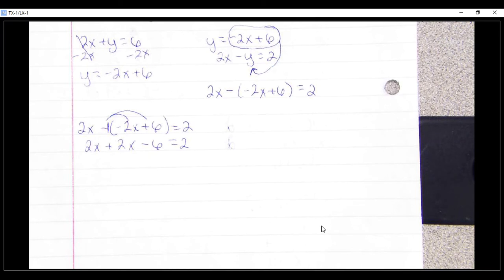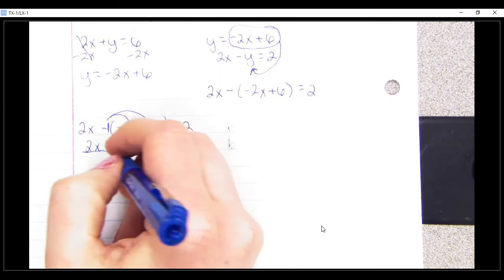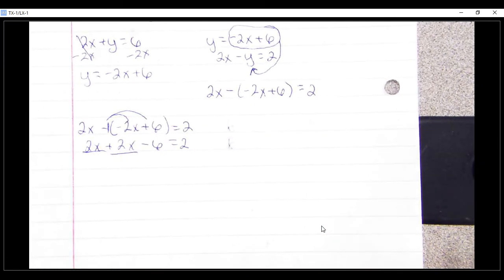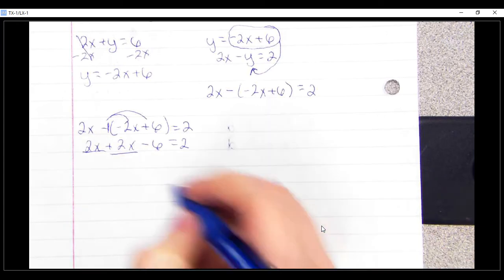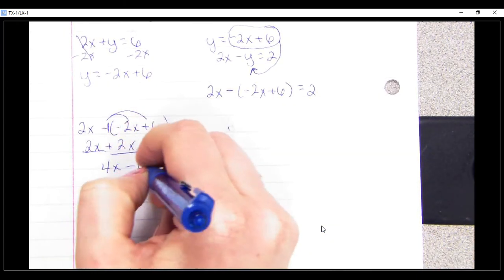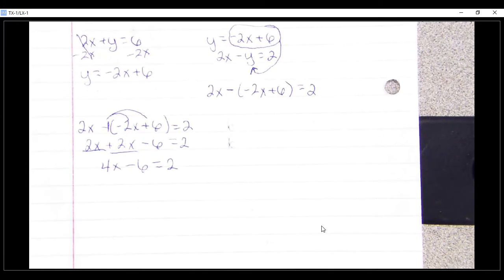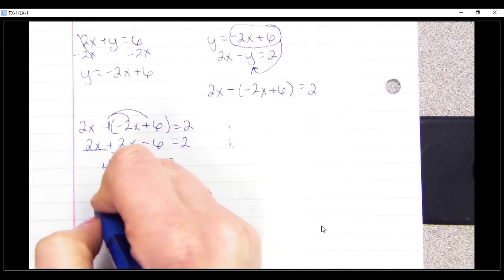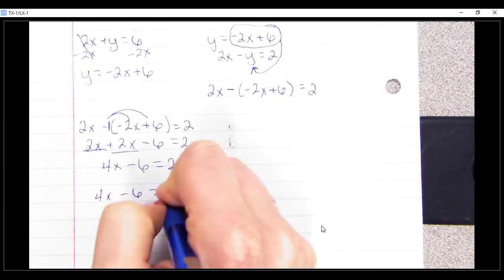Notice how we have two x's in the problem. That's great. If you have an x and a y, then you did something wrong. So moving on to step 4. If needed, combine like terms. And I see that I have a positive 2x and another positive 2x on the same side of the equal sign. So I'm going to add them to have 4x minus 6 is equal to 2. Now this should look familiar. And we're going to move on to our step 5. Step 5 is solve for the variable. So let's get that x by itself. We have 4x minus 6 is equal to 2.